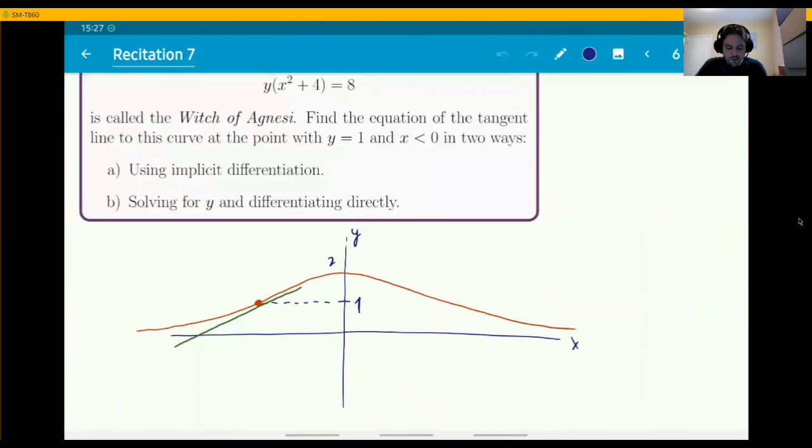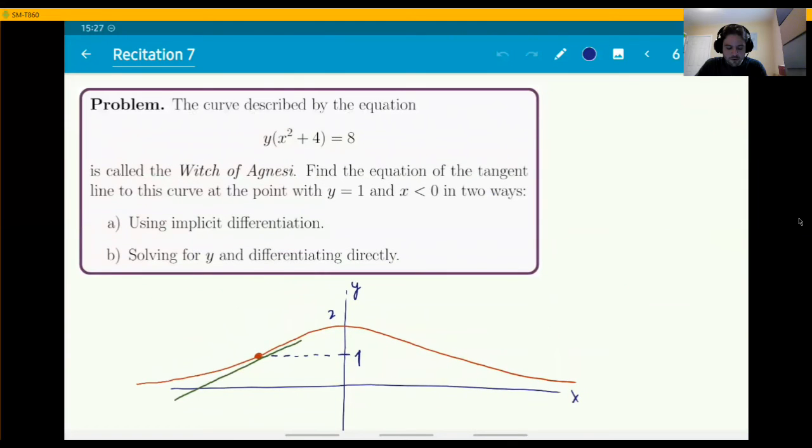I have a similar problem here. I took this from the book. It's going to be basically the same thing, except for this twist of item B. So we'll see. The curve described by the equation y times (x squared plus 4) equals 8. This is called the witch of Agnesi. Find the equation of the tangent line to this curve at the point with y equals 1 and x less than 0. And they're saying find it in two ways.